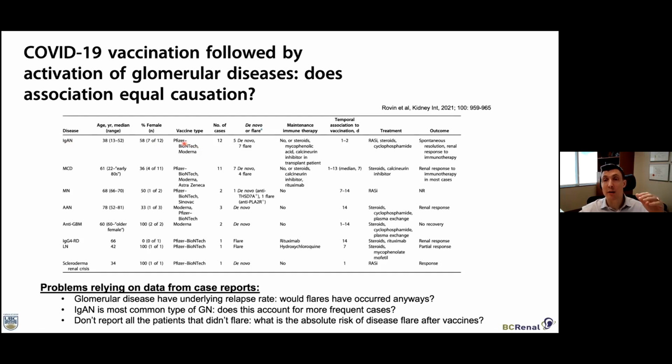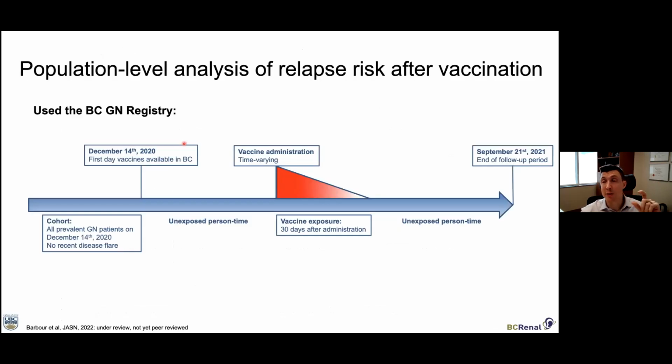So they cannot generate an actual risk of disease flare after a vaccine that you can use to inform your decisions about whether you feel it's safe to proceed with the COVID-19 vaccine in the context of risks of disease flare. So with that in mind, we went back to our BCGN registry data, and we looked to study the risk of disease relapse after COVID-19 vaccine. Now, I would point out that this is currently unpublished data, so it has not gone through the full peer review process. So please keep that in mind.